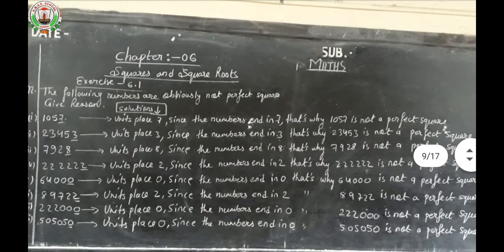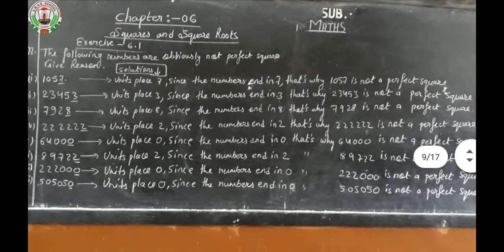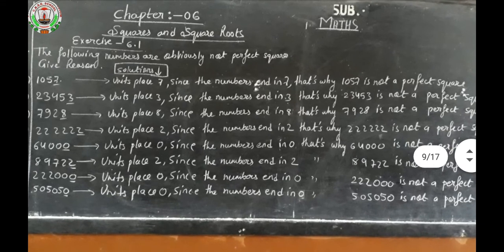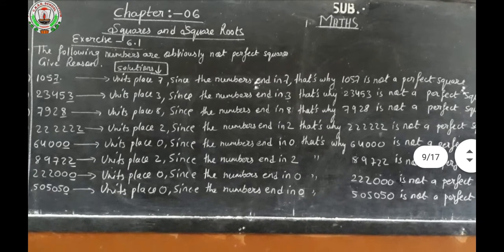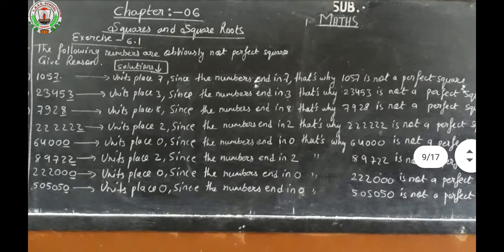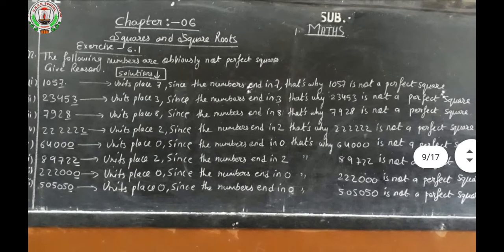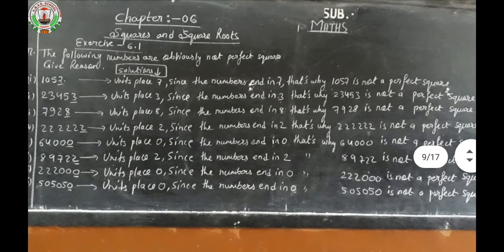Next question is somewhat you have to see. The following numbers are obviously not a perfect square. Give reason. So here are the numbers. Whichever numbers are given, it is already said that it is not a perfect square. But you have to give the reason why it is not a perfect square.